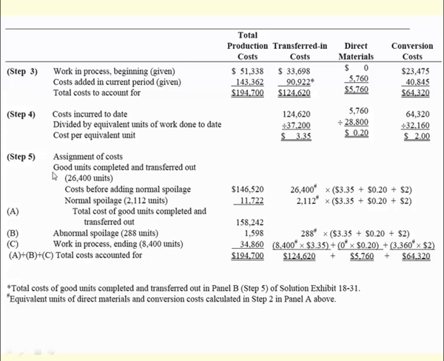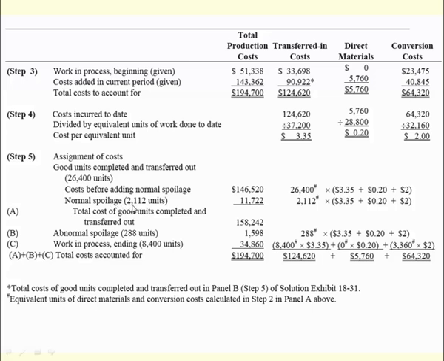Final step, step 5, assignment of costs. We need to assign costs for good units completed and transferred out, and for normal spoilage, for abnormal spoilage, and for work in process ending. Good units completed and transferred out, 26,400 units, multiplied by the summation of all costs, 3.35 plus 0.2 plus $2, which equals 146,520. Then we need to add normal spoilage costs.